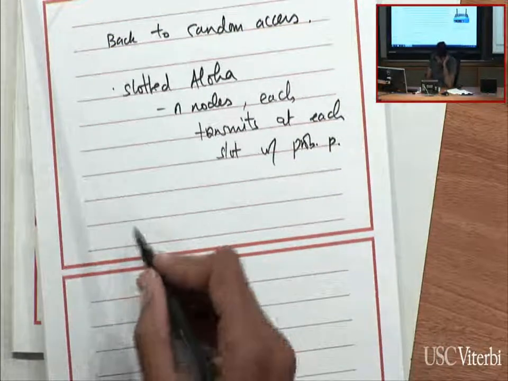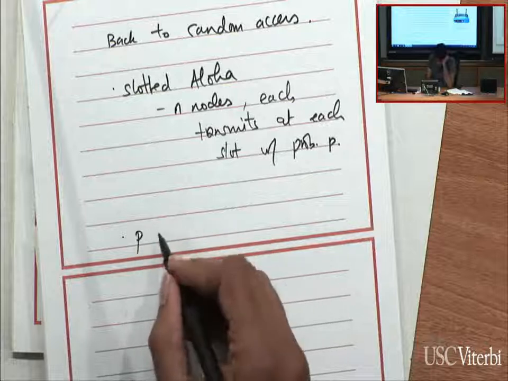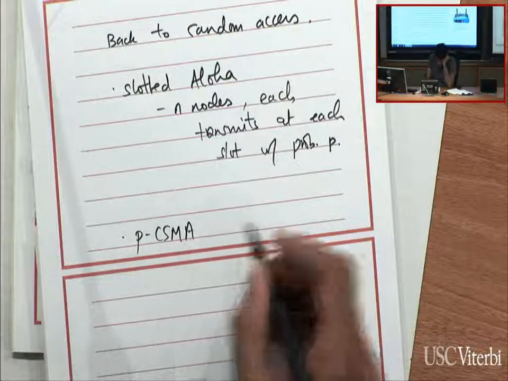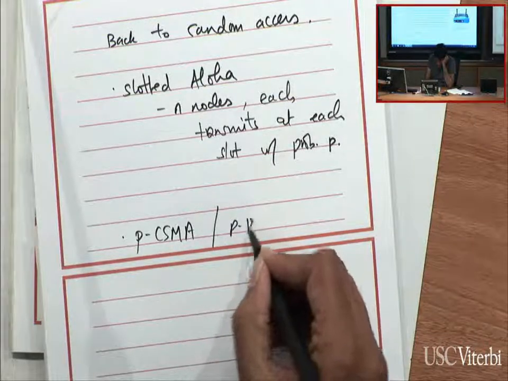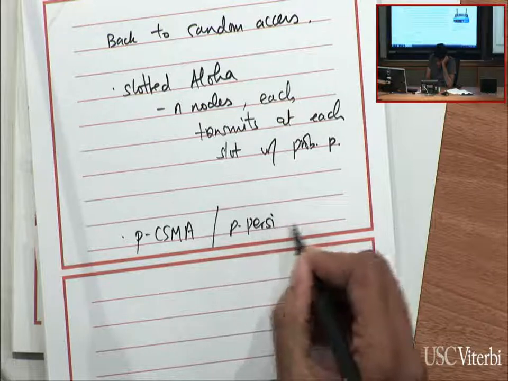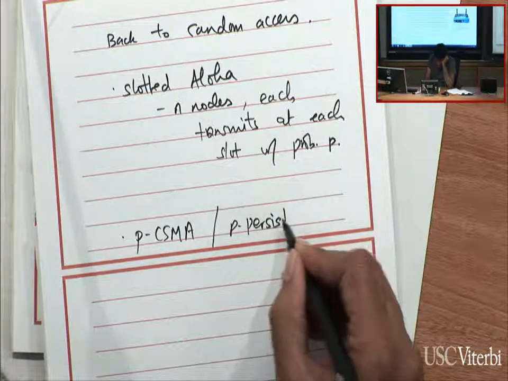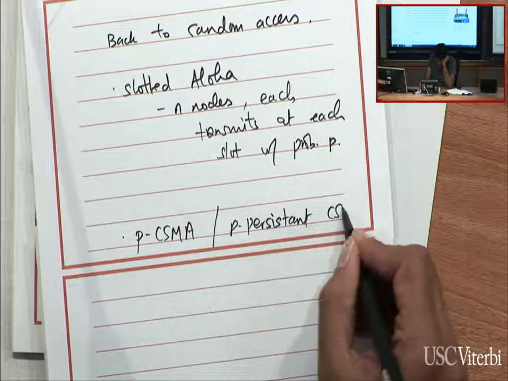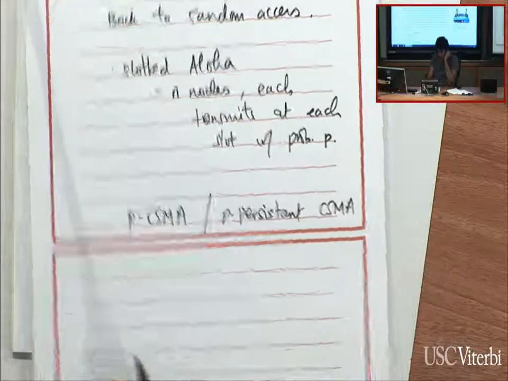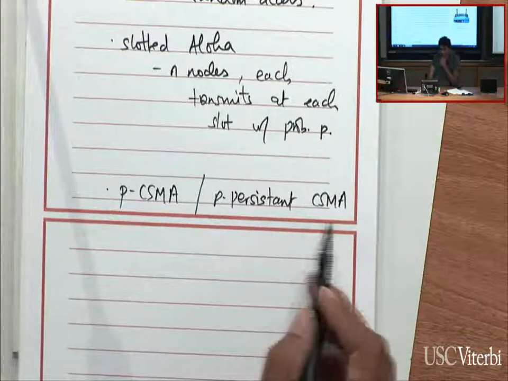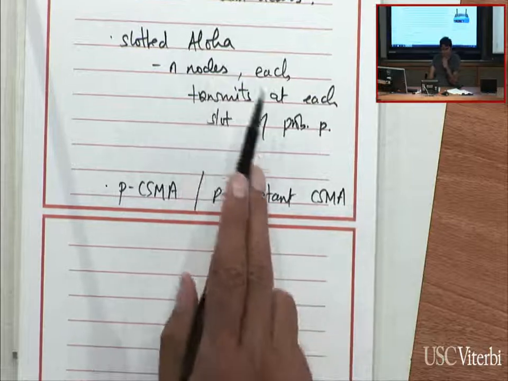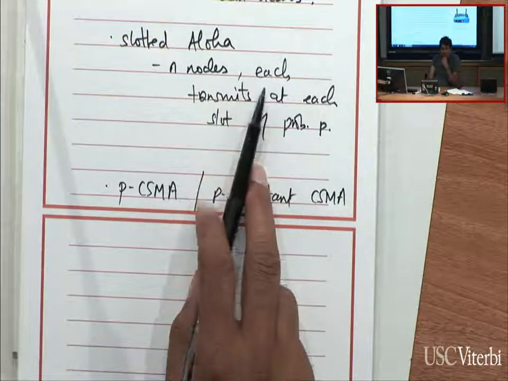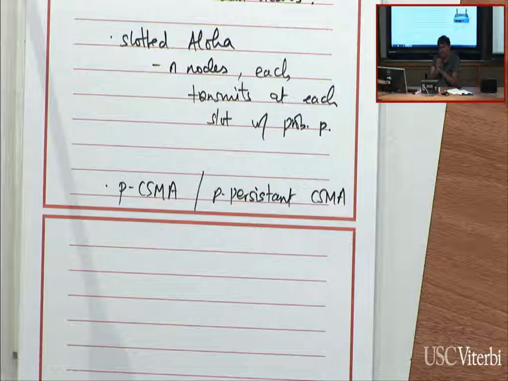Okay. And then in the last class, we started talking about something that I call PCSMA, that in the literature is also called, and I think even in your homework assignments, I refer to it as P persistent CSMA. And I said that we can think of it as a generalization of slotted aloha in which we're separating out contention slots from transmission and collision slots.